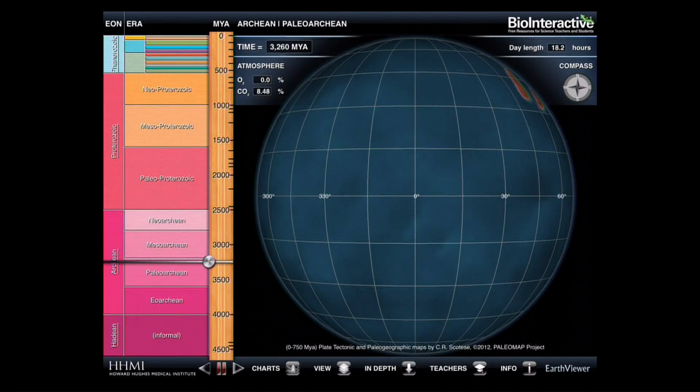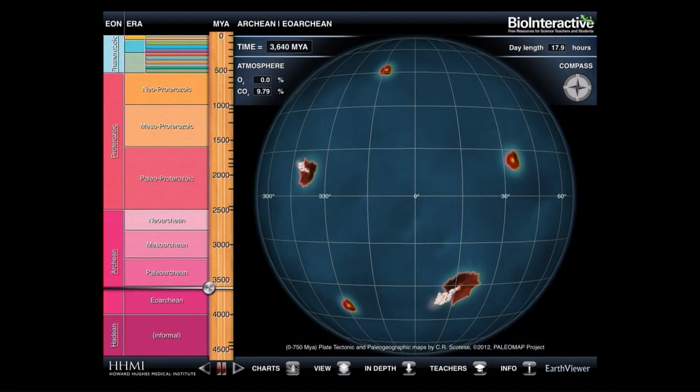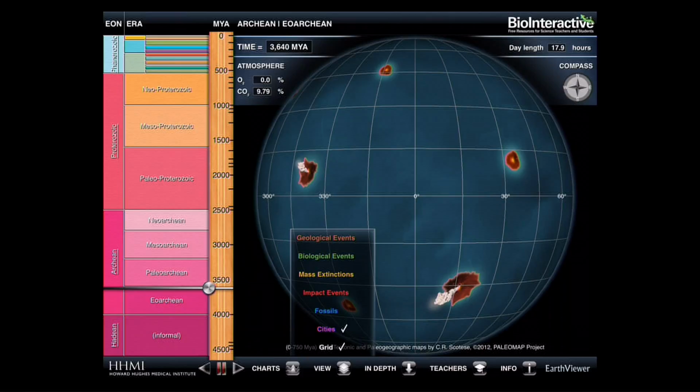So this is just the basic backbone of it, and then you start to add overlays. If you click on your view down at the bottom, that's when you start adding. I'm an earth science teacher and I want to know about the history of Earth, so I might add the geological events. The biological events, those are what I love. Then there are mass extinctions, impact events, fossils, and then cities and grids, which just give kids general perspective.